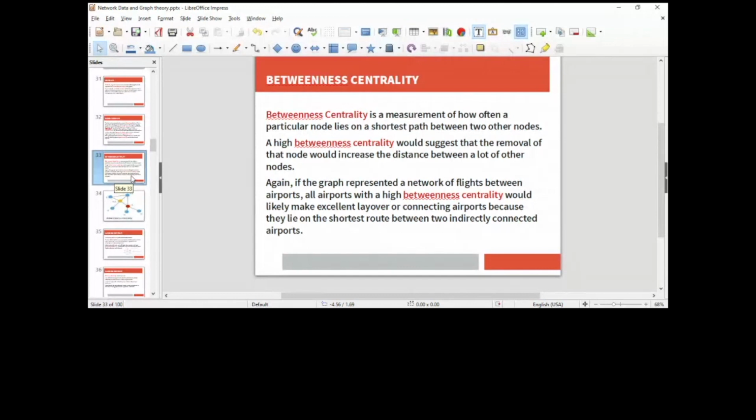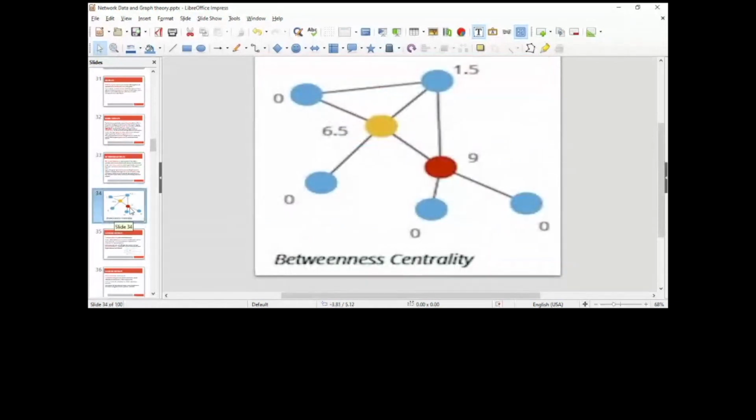Abeokuta Airport is the closest airport to Lagos Airport, or we can say the Lekki Airport is the closest airport to Lagos Airport. So this is a very good example of that. If the graph represents airports, all airports with high betweenness centrality will likely make an excellent layover or connecting airport, because they lie on the line between two indirectly connected airports. Okay? So there are reasons for that.